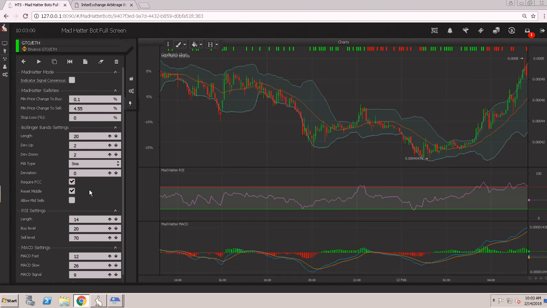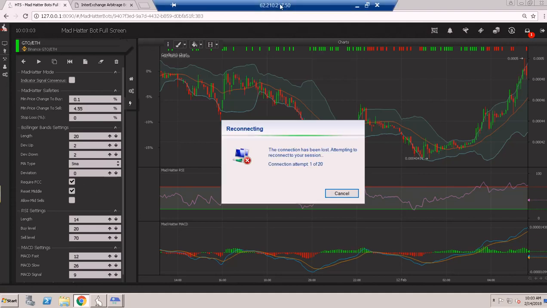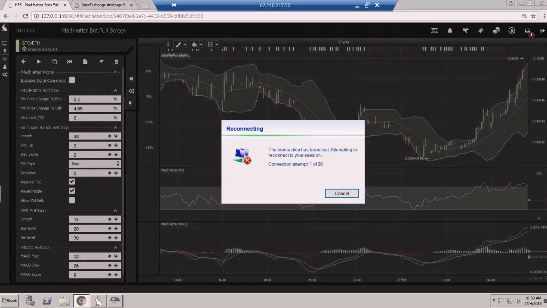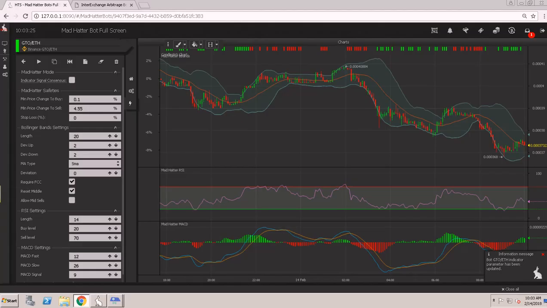Alright, so now reset middle. I usually leave this on, but we'll also take this off and on and see what happens. And there's really no technical understanding behind it. I mean, you can understand it, but all we really need to know is that when we uncheck and backtest it, we get a better ROI, and that's all we need to know. We'll leverage the bot and let the bot do its thing, rather than trying to understand how technical trade analysis works.